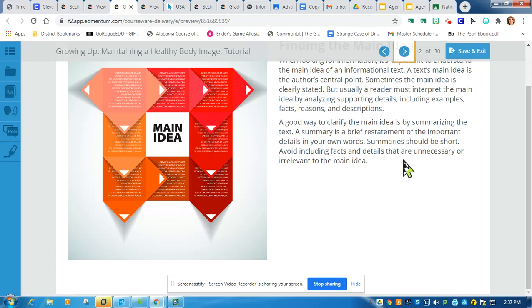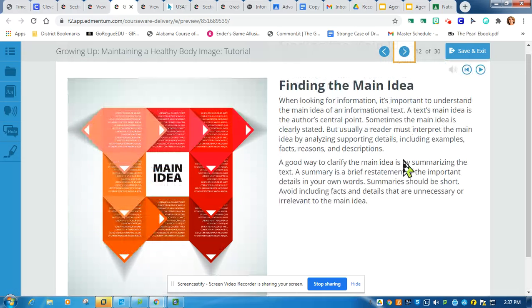All right, finding the main idea. When you're looking for information, it's important to understand what the main idea is. And the text main idea is the author's point. What's he trying to make? What's he trying to tell you? Is he trying to inform you? Is he trying to teach you something? Is he trying to get you to avoid something? Is he trying to get you to get more involved in something?